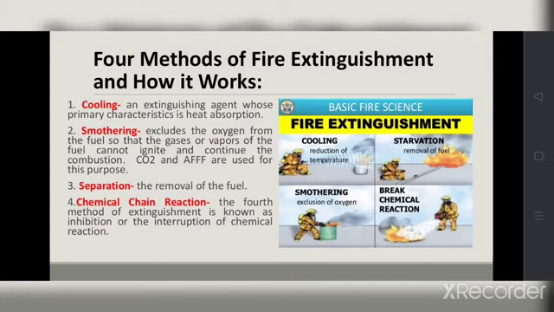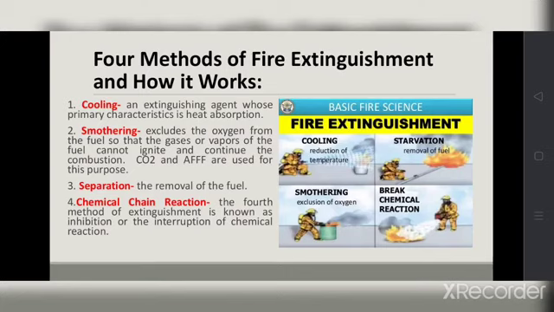Next, separation means the removal of the fuel. Separation or starvation means you remove the fuel. So if ever your house is burning, for example, you remove the fuel in order to stop the fire.